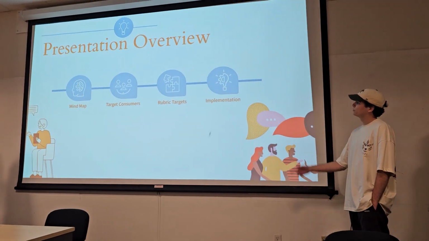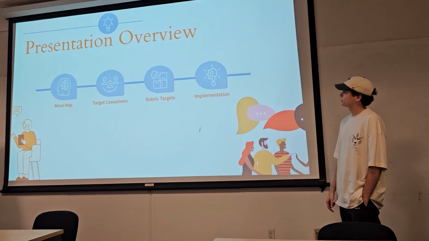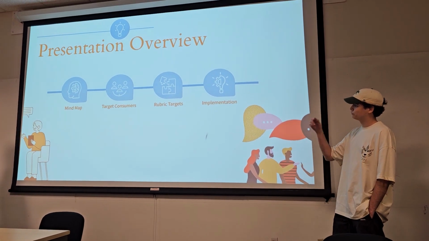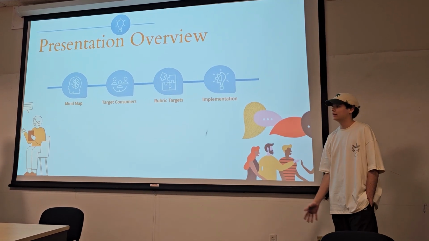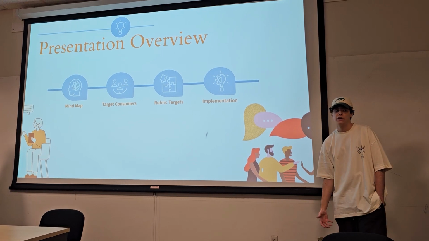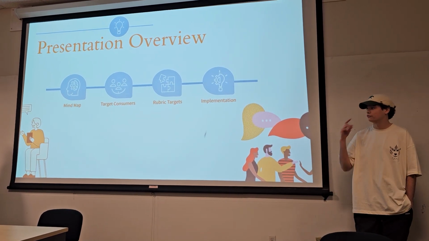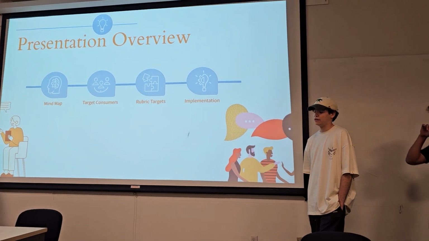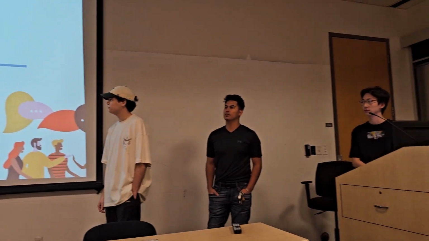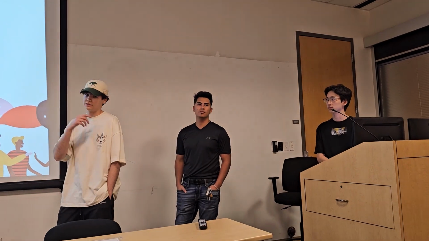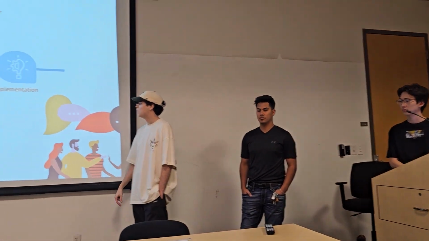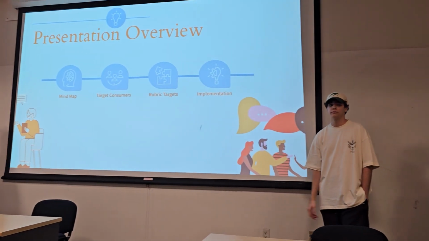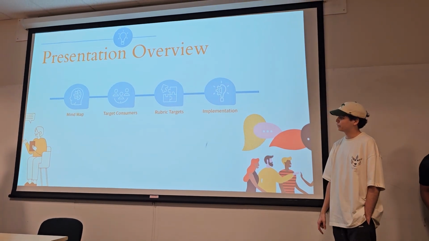Cool, so here's a bit of an overview of what we're going to go over in this presentation. First I'll go through the mind map, which is essentially a grouping of some of our initial ideas and our future concepts. And then I'll talk about the target consumers and the business aspect of our app a little bit. I'll go over the rubric targets as per request of the professors. And then we'll go pretty deep into the implementation of our app and what we've got so far.